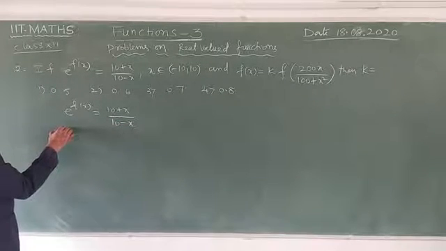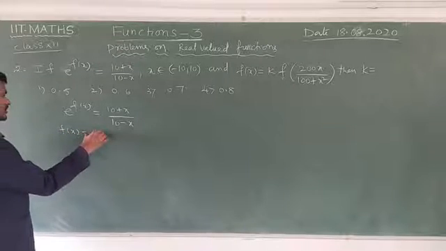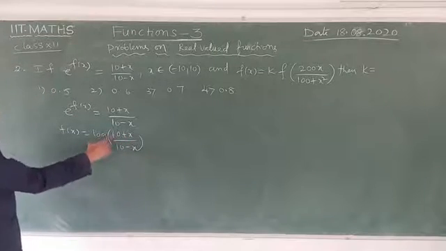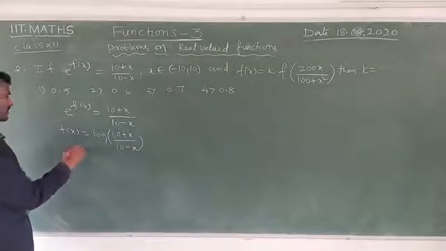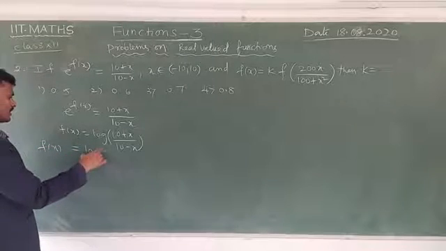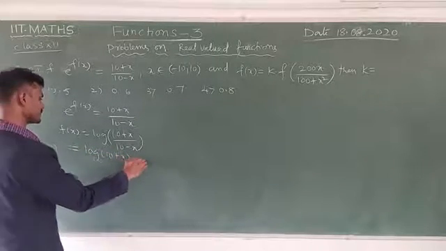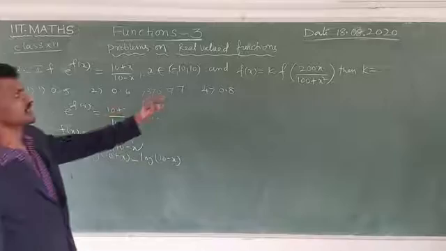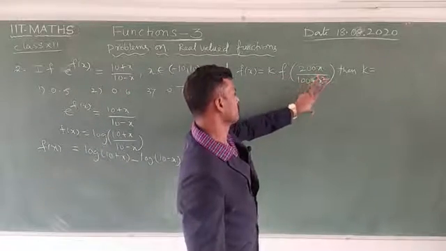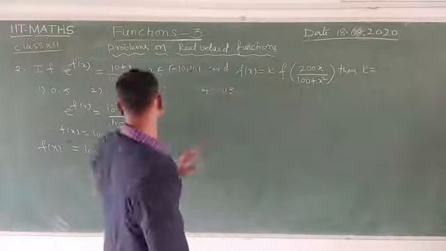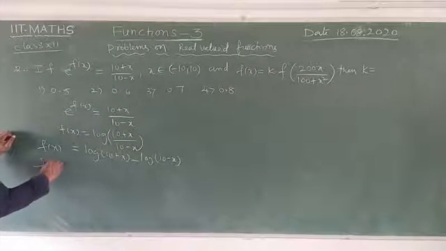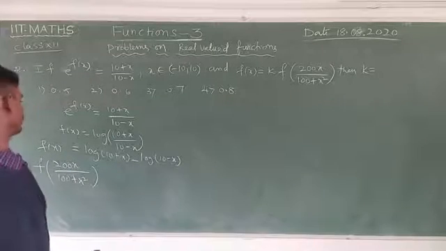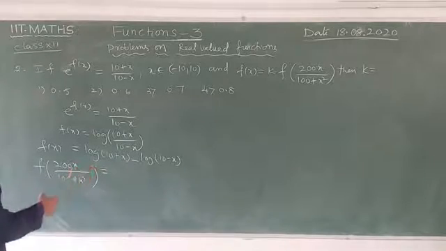Log you can apply, so f of x is equal to log of (10 plus x) by (10 minus x). Now this is log a by b is equal to log a minus log b. Then f of x is equal to log of (10 plus x) minus log of (10 minus x). Now here, instead of x you have to substitute 200x by 100 plus x square. Now f of 200x by 100 plus x square, this value you have to find. Where it is x, you have to substitute this value.